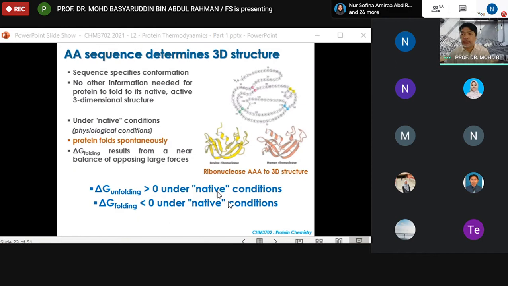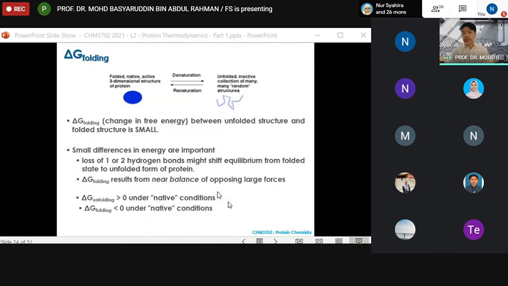Okay. So from here, the delta G folding, the change in free energy between the unfolded structure and folded structure basically is very small. Okay, it's because proteins are in equilibrium. For example, in this one, between native and denatured, we can say that is in equilibrium. But because the delta G of folding is very small.